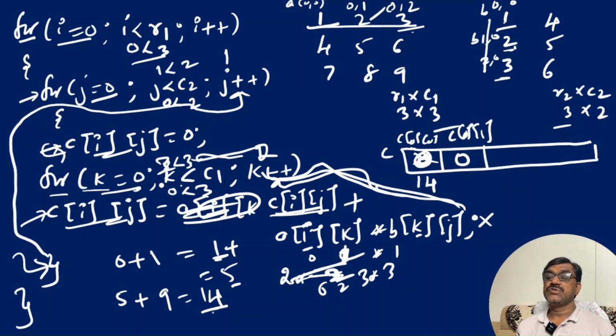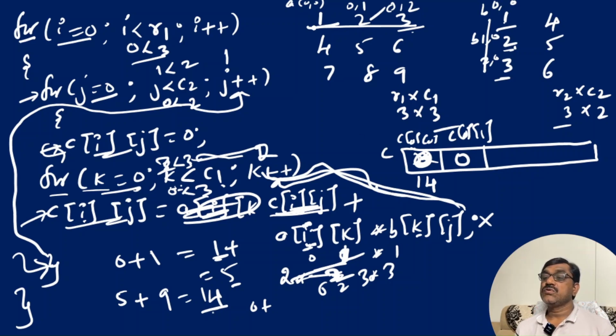Now again k value starts from 0 and runs while less than c1. That means start from 0, but here j value is incremented, that means 1. So k starts from here. In this case C of ij: i value is 0, j value is 1. C of 0 1 equals 0 plus A of ik. i value is 0 only, k value 0. A of 0 0. C of ij equals C of ij plus A of ik into B of kj.